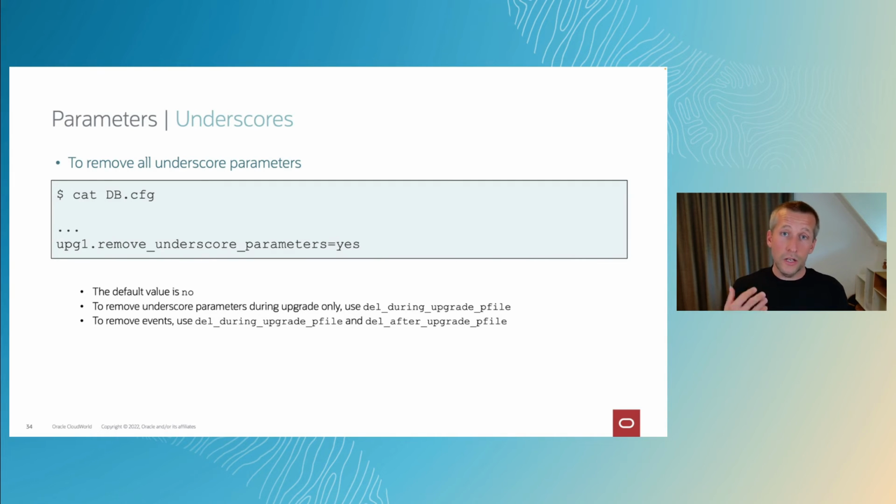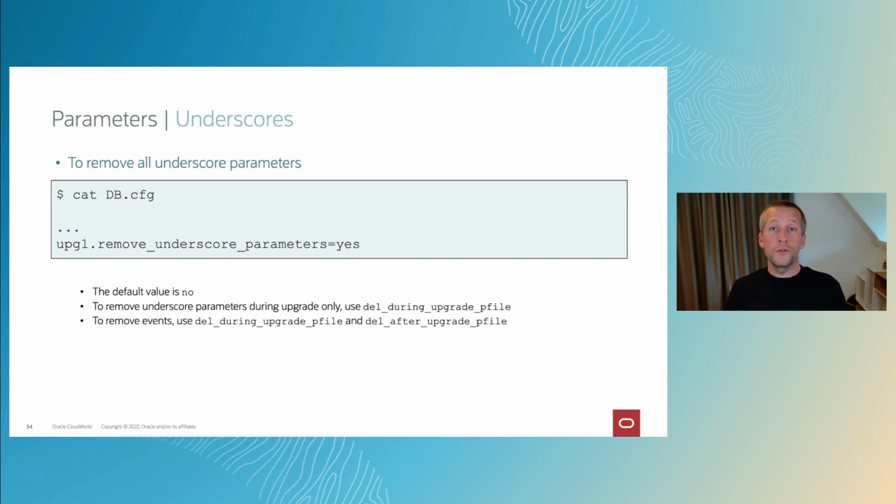Since we encourage you to get rid of the underscore parameters, we have introduced a configuration file parameter that makes this very easy. Simply specify remove underscore parameters equals yes, and AutoUpgrade will simply wipe out all the underscore parameters from your SP file as part of the upgrade.